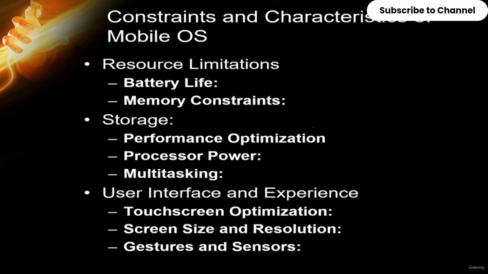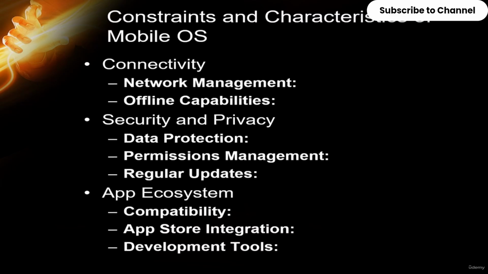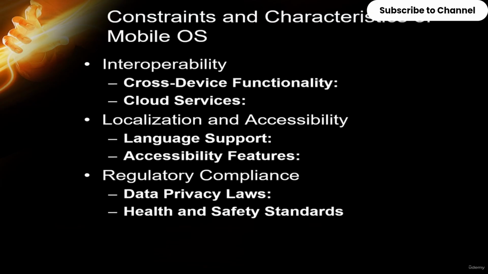So all these constraints should be taken care of, with proper functionalities of the mobile operating system, which ensures they meet the needs of the mobile users. So these are interoperability, localization, and regulatory compliance, privacy laws. The mobile operating system should follow the privacy of a user and health and safety standards. This is very important, because health wise, the radio waves should not affect the users. When we are going for 5G, 6G and all, more radio waves will be there. So proper health measures should be taken and safety standards should be given.